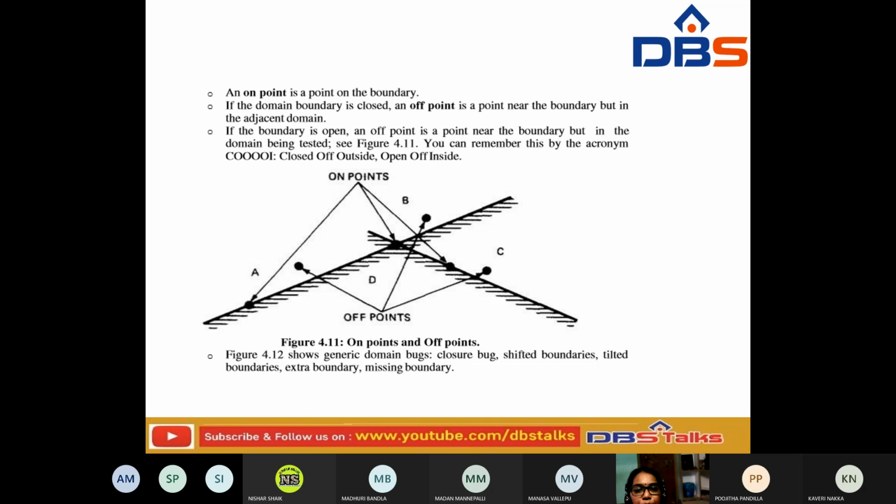You can remember this by the acronym: closed off outside, open off inside. So C O O I, we can define it as an acronym. See here, this is an interior point. Here we are having one point, an extreme point, which lies on the boundary, so it is a boundary point. Here we are having three other points called off points. So it shows the generic domain bugs: closures, shifted boundaries, tilted boundaries, and the missing boundary.